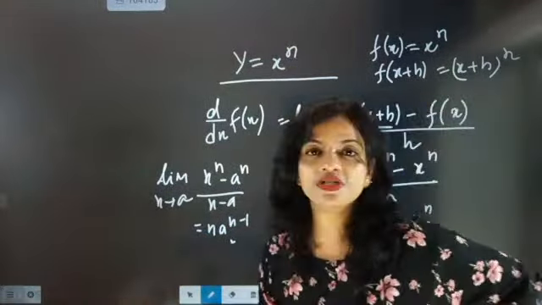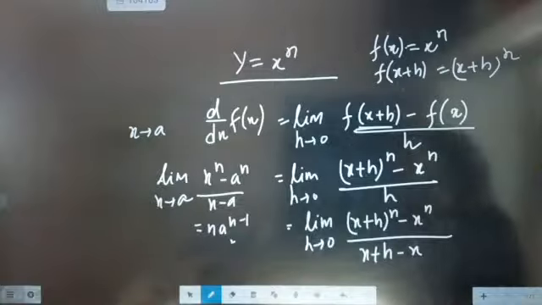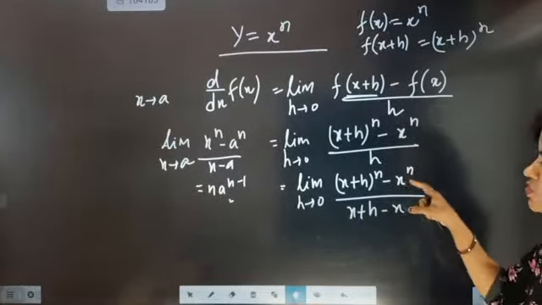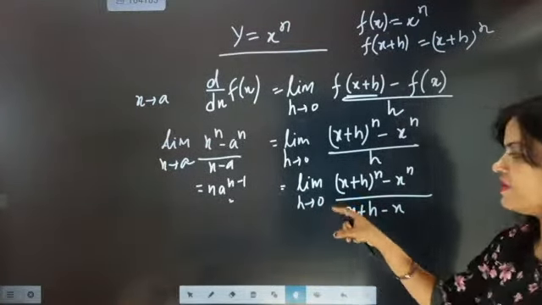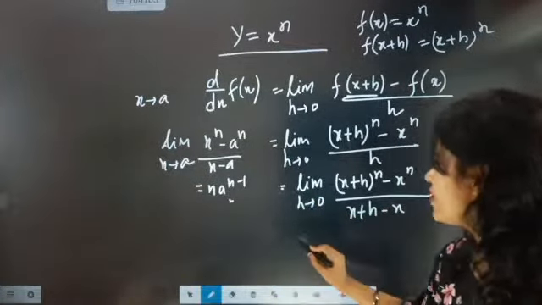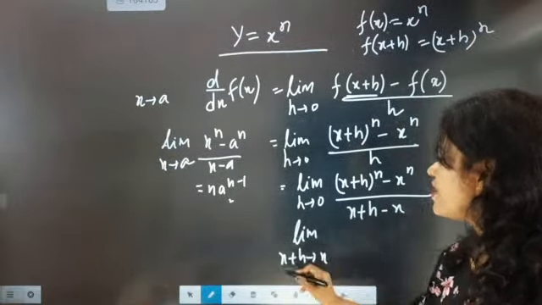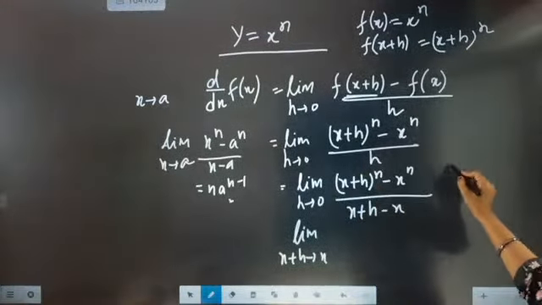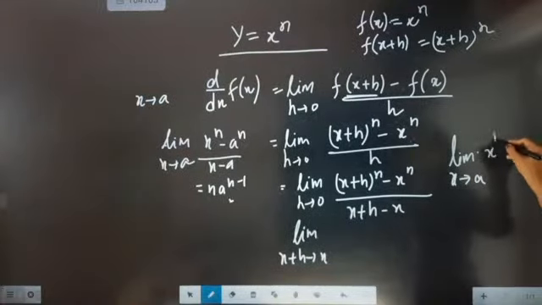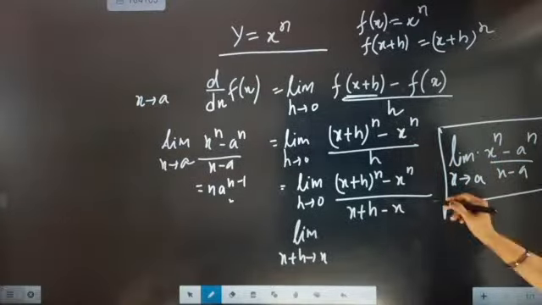But here one big problem is there. Here it is written that x tends to a, and here it is coming as h tends to 0. You have to remember one thing: x plus h will be tending to x. You can write this limit in shortcut form by adding x on both sides, so x plus h tends to x. When the limit x tends to a of x to the power n minus a to the power n by x minus a is there, this formula will apply, and only then can we solve.